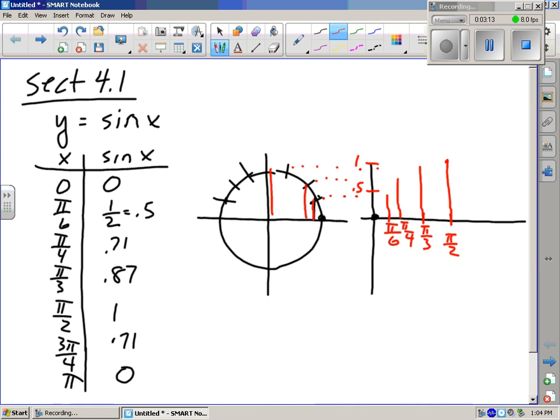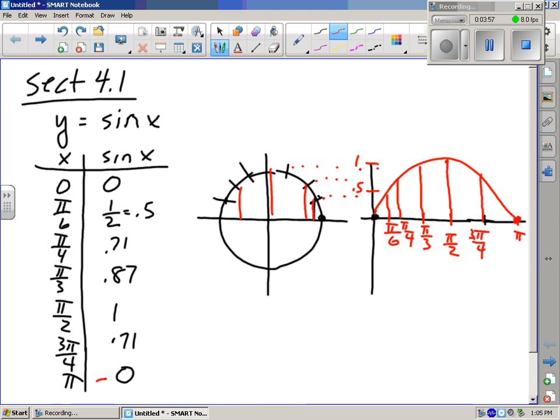Now 3 pi over 4, I skipped one in there. 3 pi over 4 is here, so that's the same as pi over 4. So it's going to be the same height here. Actually, I need to put that a little farther over. Let's get rid of that. Because if that's pi, pi over 4 would be about there, or 3 pi over 4. So that height is the same as pi over 4, so approximately here. And then pi down here is back to 0. Here's pi, so we're back to 0. So you can see the wave starting here.